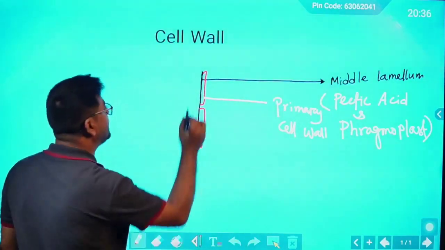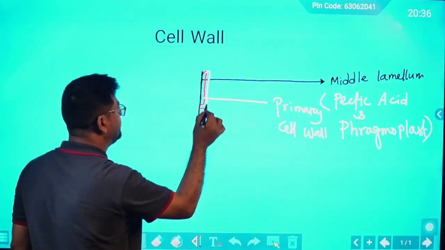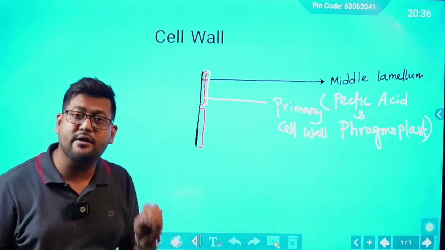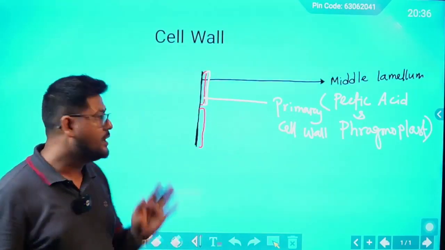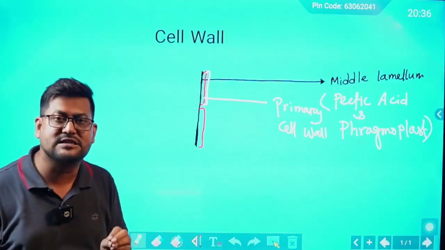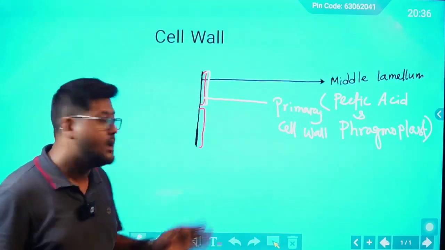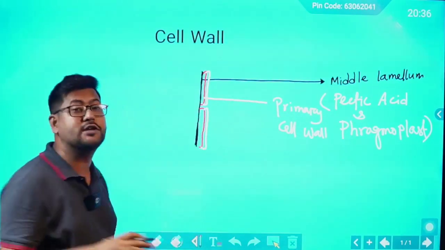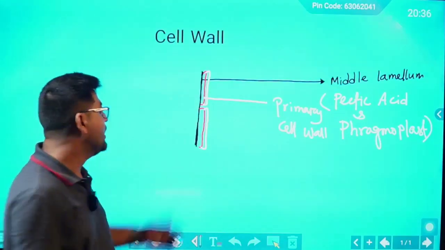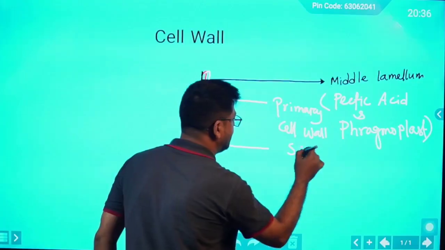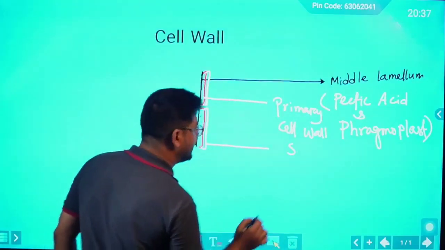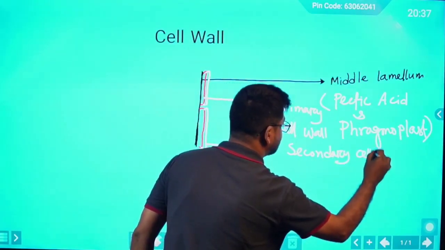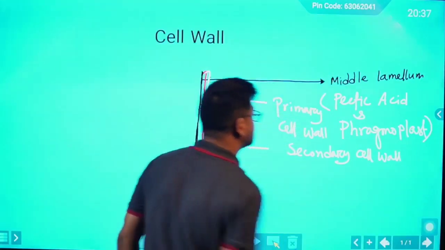Over the primary layer, sometimes an additional layer can be developed to give rigidity. You must know the cell wall is a non-living structure, it is a unique feature of the plant cell and is found only in plant cells. The layer that develops beyond the primary layer, the additional layer, you consider as the secondary cell wall. The secondary cell wall basically contains three layers.